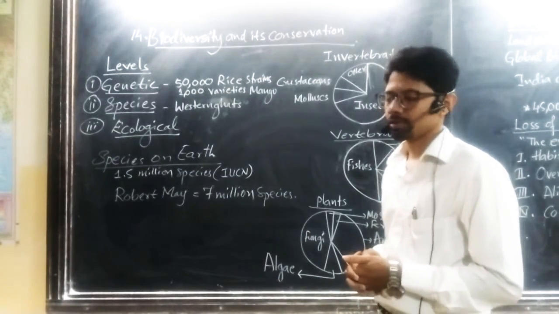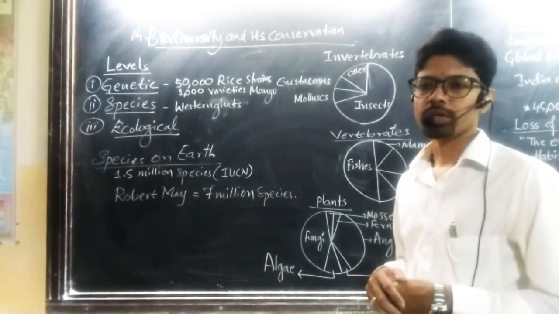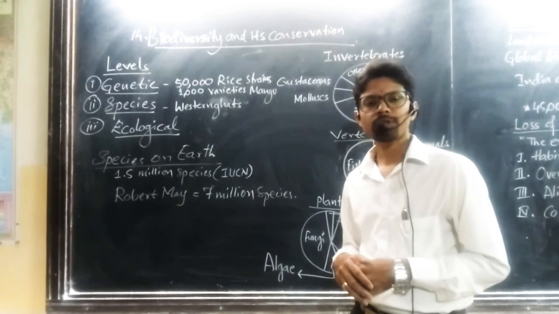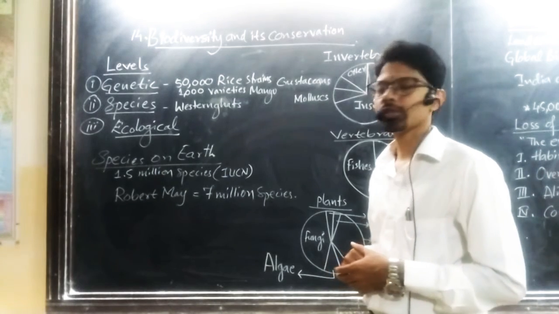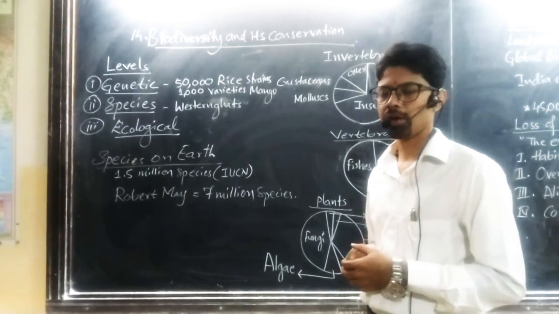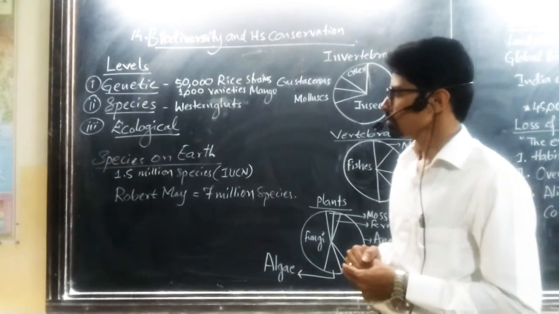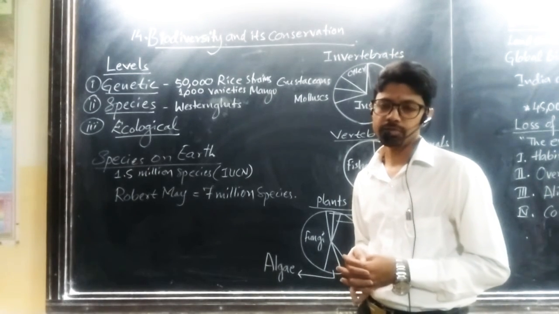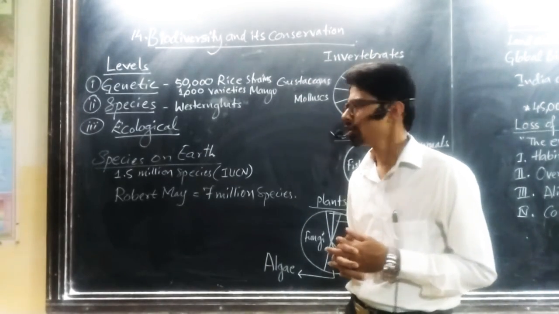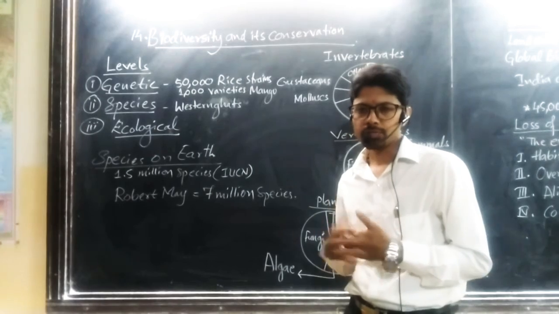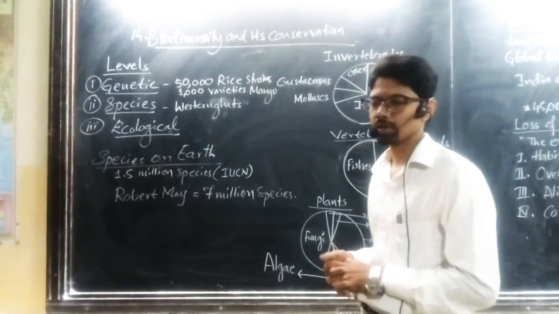Then species level diversity: the number of species and the comparison of species between two regions. If we talk about species diversity, the Western Ghats has a higher species diversity of amphibians compared to the northeast part of India. Then ecological or ecosystem level diversity is diversity at the level of ecosystems. If you compare the ecosystems of two regions with respect to their biotic content, we call it ecological diversity or ecosystem level diversity.